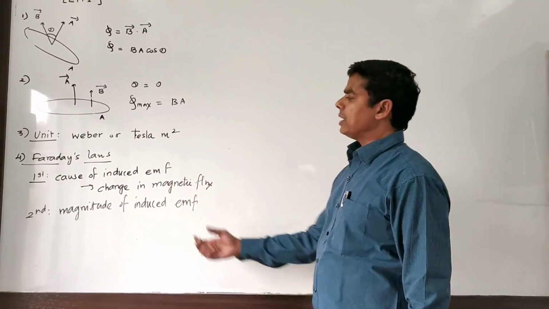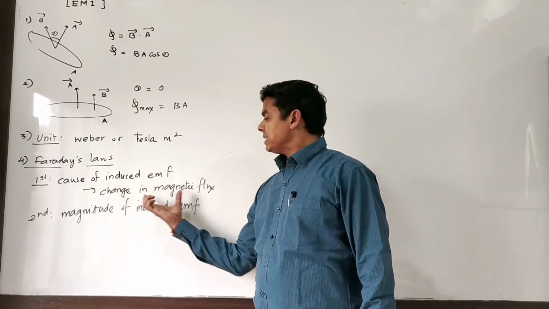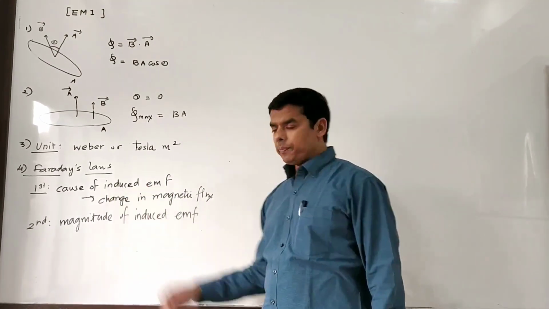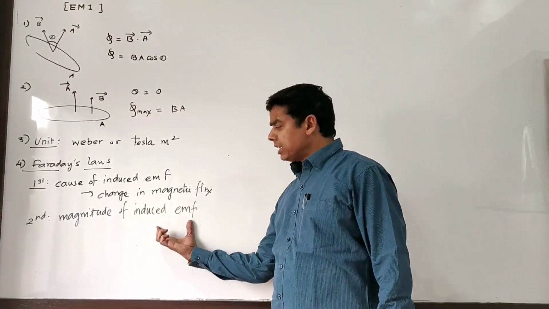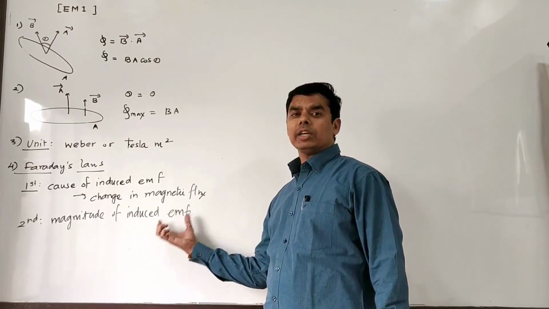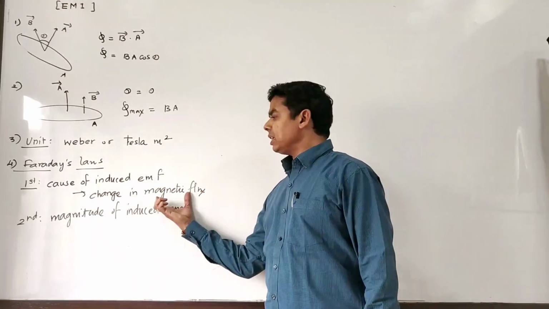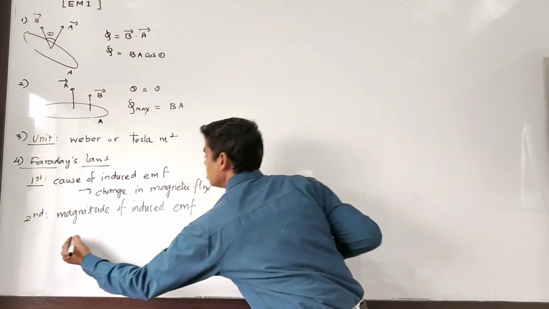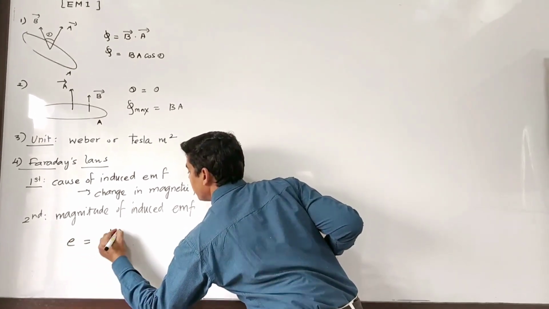So according to Faraday's first law, whenever there is a change in magnetic flux associated with the coil, an EMF is induced in the coil, and the induced EMF is directly proportional to rate of change of magnetic flux. जितना magnetic flux ज्यादा बढ़ेगा या बदलेगा, उतना ही ज्यादा EMF induce होगा. So we can write E is equal to d phi by dt.